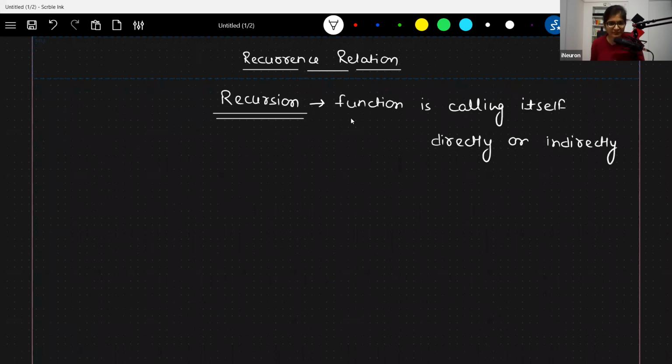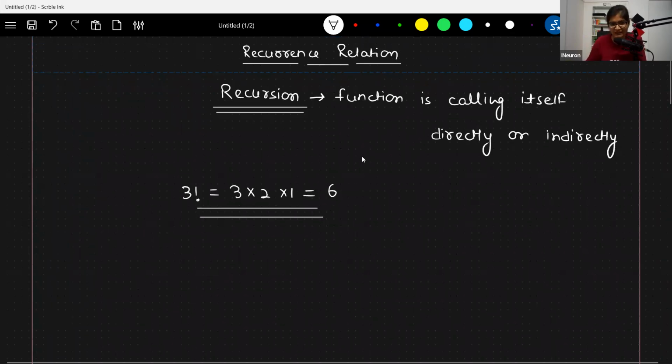What is the meaning of that? Is everyone aware of the factorial? How can we calculate the factorial of a number? For example, if I am asking what is 3 factorial, you will say it will be 3 into 2 into 1, which is equal to 6, right? This is how basically we can calculate the factorial.